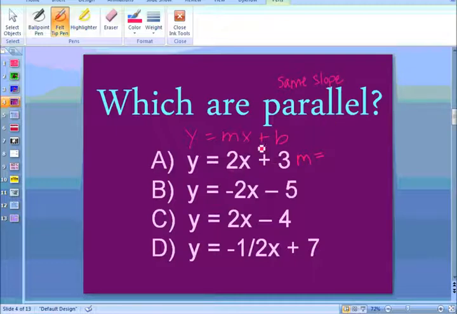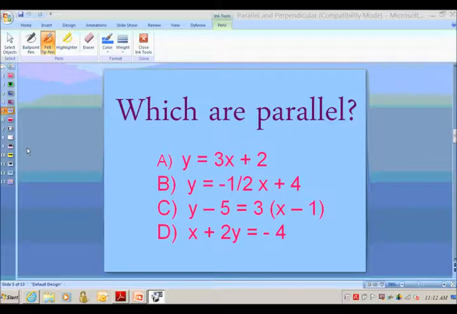My m on A is 2. On B, my slope is negative 2. On C, my slope is 2, and on D, my slope is negative 1/2. So now which are parallel to each other? I have a 2 and a 2, so A and C are parallel to each other.